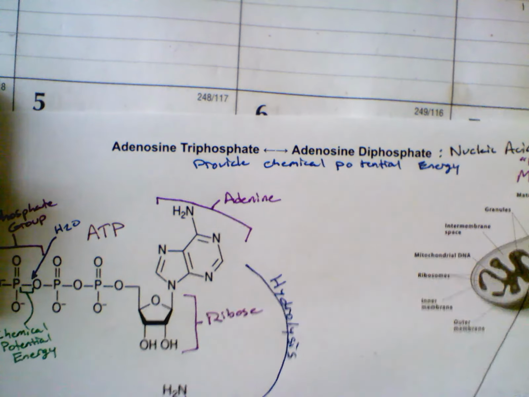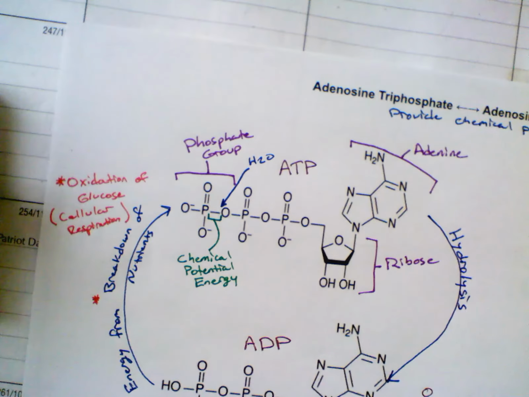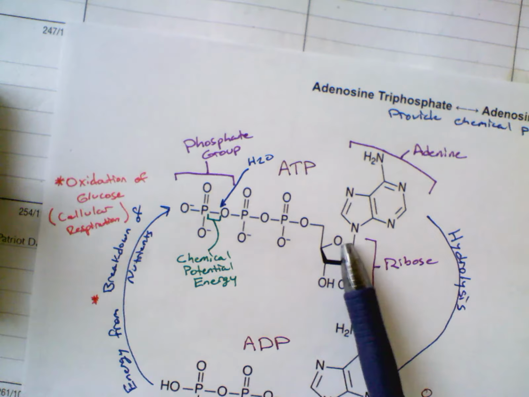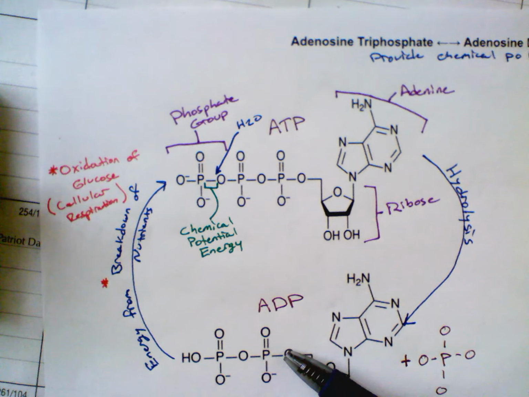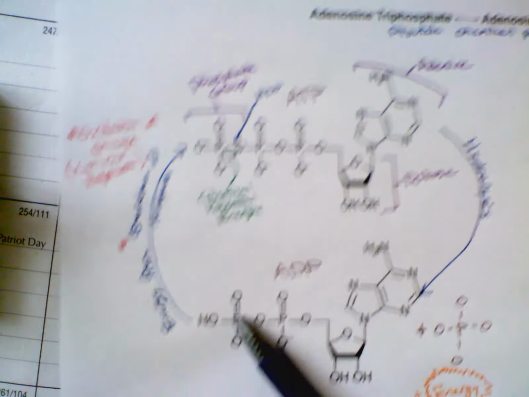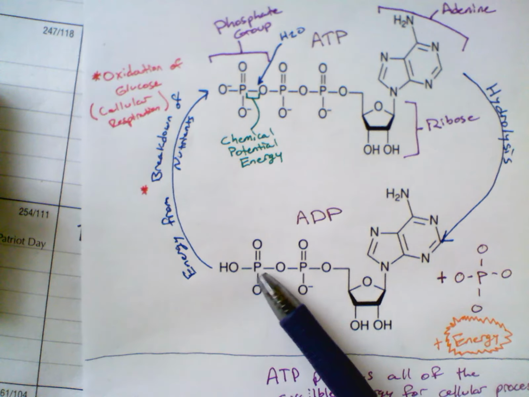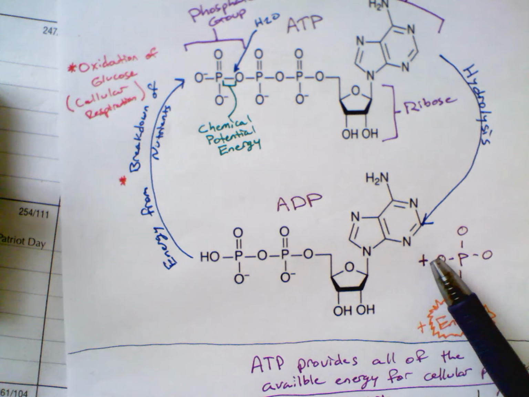Okay. So ATP provides chemical potential energy. It is a nucleic acid. It is made up of the adenine and the phosphate groups connected in the middle by the ribose. If you want to utilize ATP, then hydrolysis must occur, which is going to knock off that third phosphate group. And in doing so, we release energy and the third phosphate group.